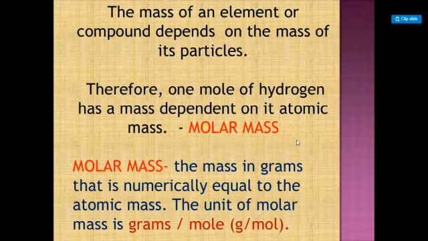The mass of an element or compound depends on the mass of its particles. Therefore, 1 mole of hydrogen has a mass dependent on its atomic mass or molar mass. So, molar mass is the mass in grams that is numerically equal to the atomic mass. The unit of molar mass is gram per mole.